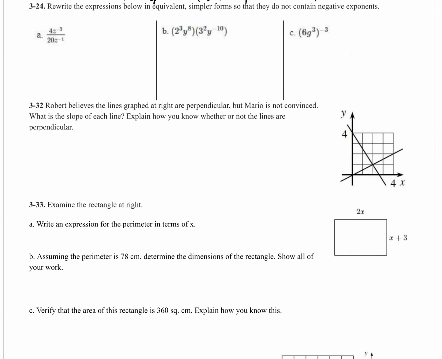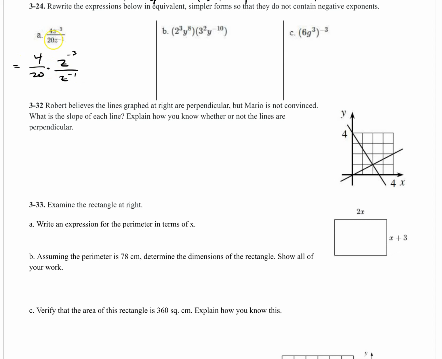All right, this is 324A. So when you have these kinds of problems, it's helpful to write, let's start with A, actually. So A, we have 4z to the power negative 3 over 20z to the power negative 1. So we have these coefficients of z. Let's write them as their own separate fraction. And then we'll give z to the power negative 3 over z to the power negative 1 its own fraction. And these are times. They're multiplying each other, right? A number next to a letter means multiply.